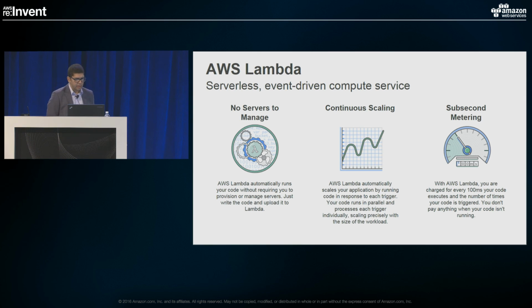So this is slightly out of context. I don't have enough time to really delve into the details of AWS Lambda, which is our serverless event-driven compute service. But the gist is you write a piece of functionality, a very small piece of functionality, and don't have to manage the servers to run that piece of functionality. It's a microservice. And AWS itself will handle the continuous scaling of that resource for you and bill you at sub-second metering.